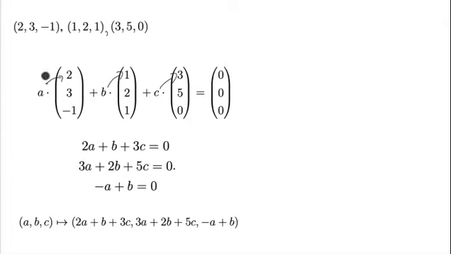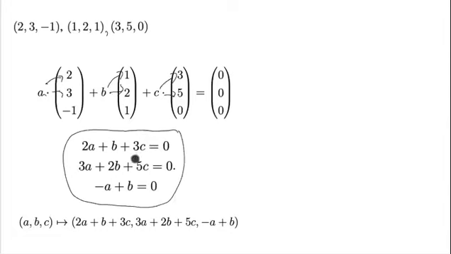So the first component there must be 0. And then you can do the same thing for the next component: 3A, 2B, 5C added together should be 0. And down here, you should have negative A plus B, which is equal to 0. So we have a system of three equations and three unknowns.